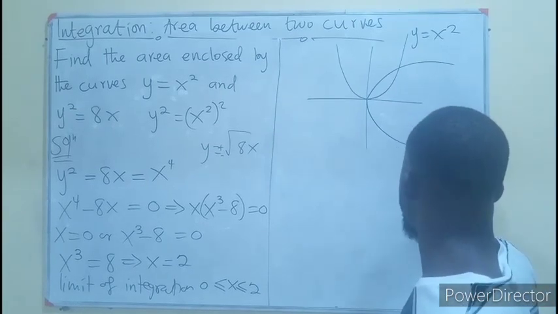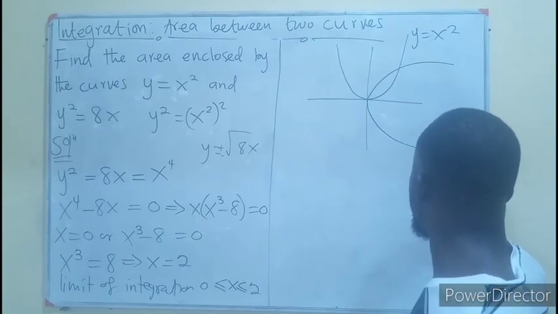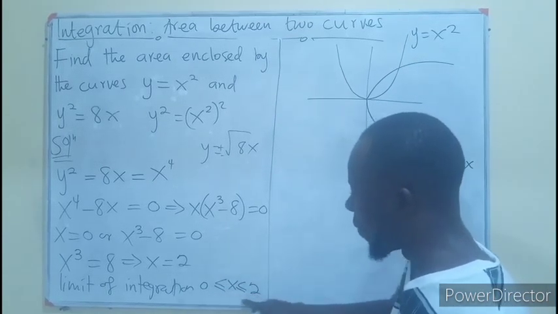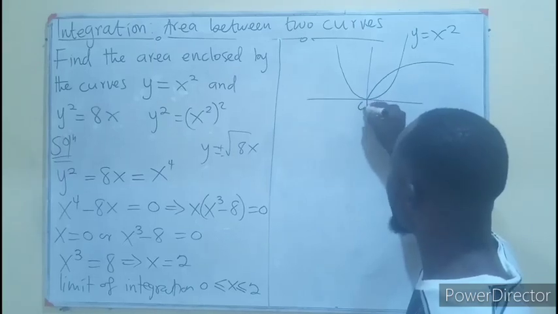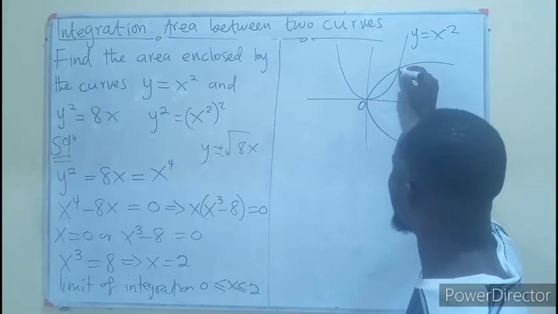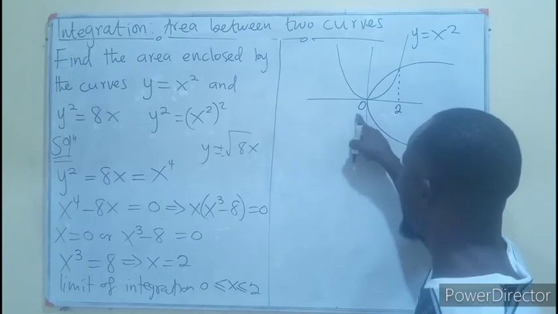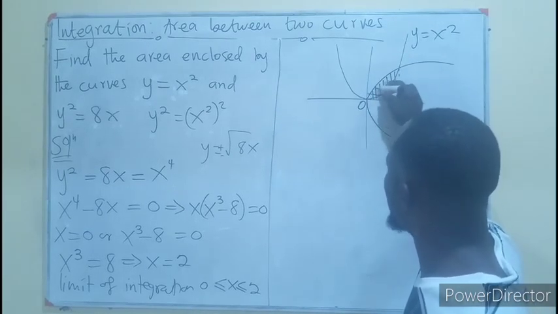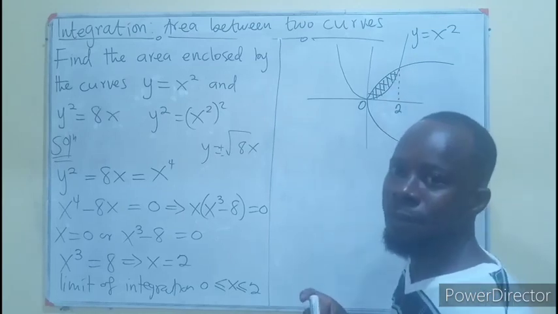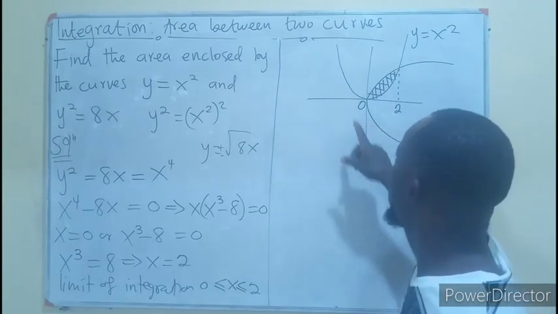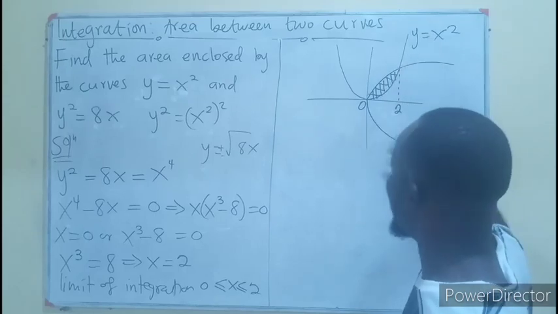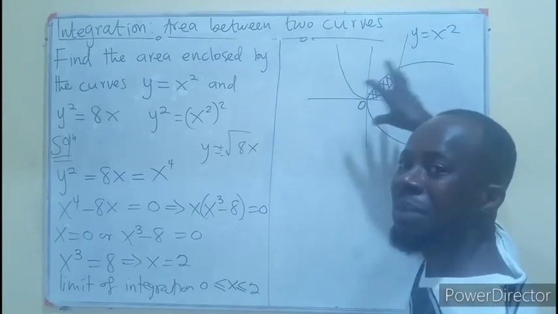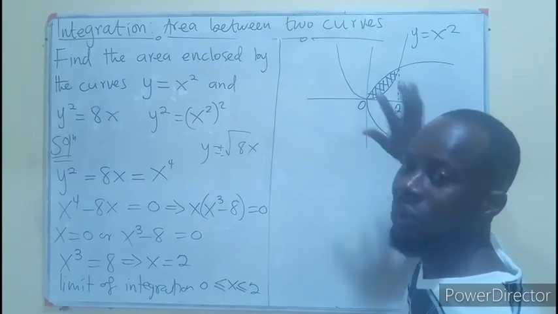So this curve becomes y squared equals 8x. But we are saying the interval of integration is from where? 0. Their intersection is from 0 to 2. So this is the region enclosed by the two curves that we want to find. The region we are looking for is this, and this could be a different integration, but their point of intersection is what we are looking for.